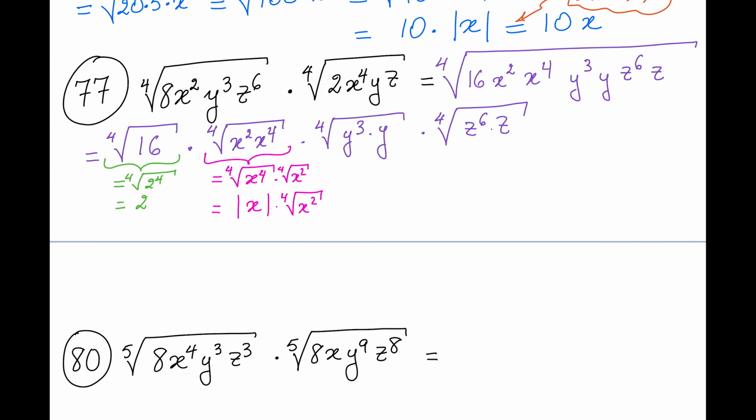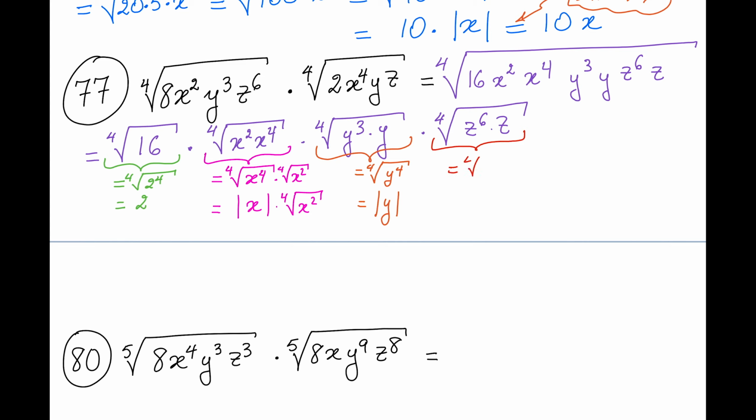Okay, how about this one? Well, y cubed times y is y to the power 4. And the fourth root of y to the power 4, it's very similar to this, right? But the name of the variable is changed, so this is the absolute value of y. And lastly, this one.